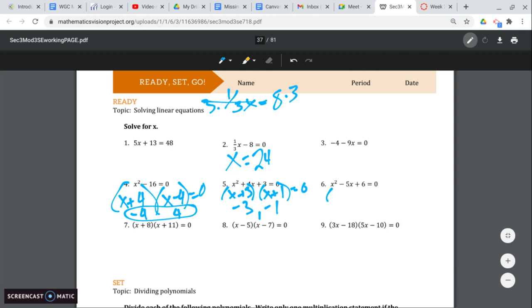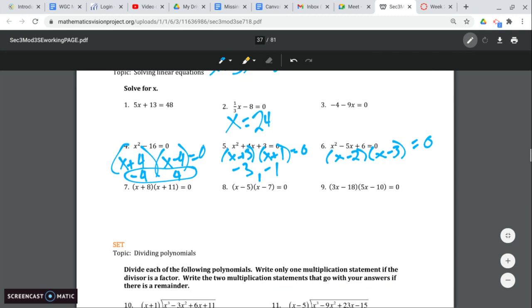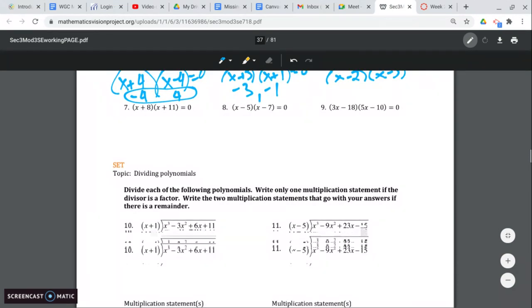And this last one here, we'd have x minus 2 and x minus 3. Together, the two negatives multiply to give us a +6, and they add together to give us a -5. So then you can solve from there. Now, what you may notice is 7, 8, and 9 are already in the factored form. So that means all you're doing is setting each part equal to 0 and solving, okay? So that won't be too bad.